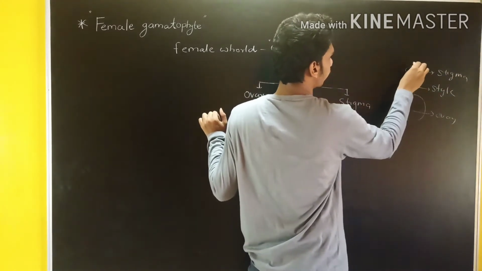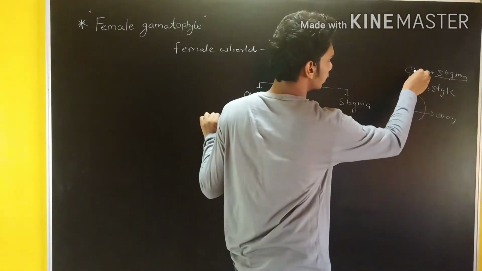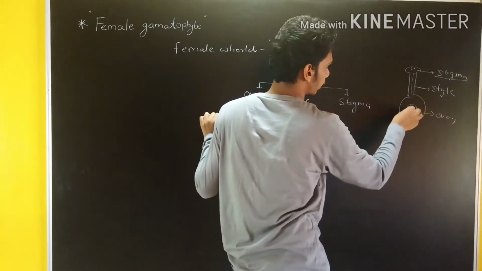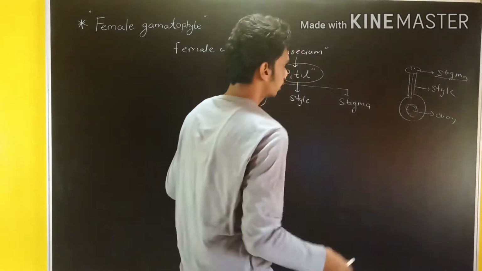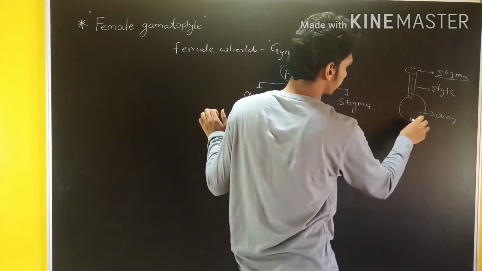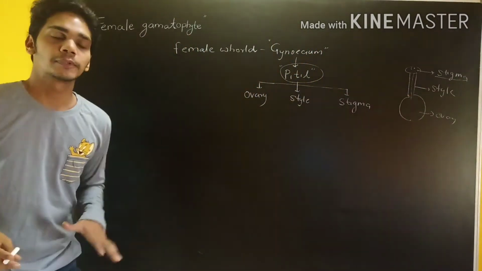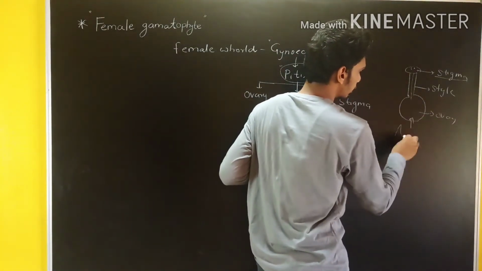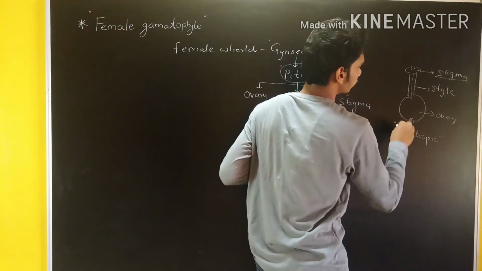Pollen grains get deposited on the stigma, which is sticky in nature. From here, the pollen tube travels, and here the ovule is present. So the pollen tube penetrates over here. See, in the ovary there are some ovules. So we have to find out what types of ovules are there. In majority, the anatropous ovule is very common.